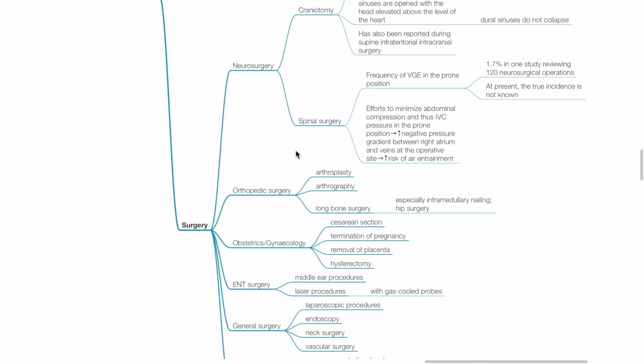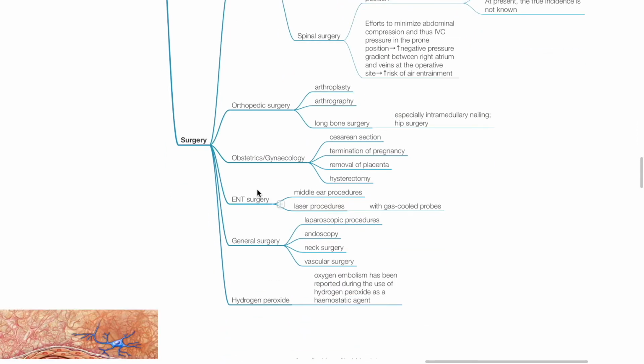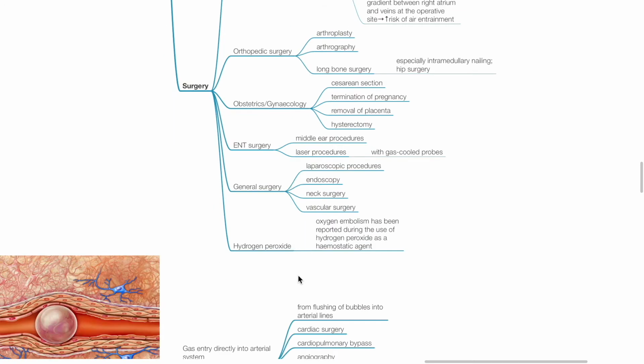Orthopedic surgery, such as arthroplasty, arthrography, and long bone surgery, especially intramedullary nailing and hip surgery. In obstetrics and gynecology, caesarean section, termination of pregnancy, removal of placenta and hysterectomy. In ENT surgery, such as middle ear procedures and laser procedures involving gas-cooled probes. During general surgery, such as in laparoscopic procedures, endoscopy, neck surgery, and vascular surgery. Oxygen embolism has been reported during the use of hydrogen peroxide as a hemostatic agent.